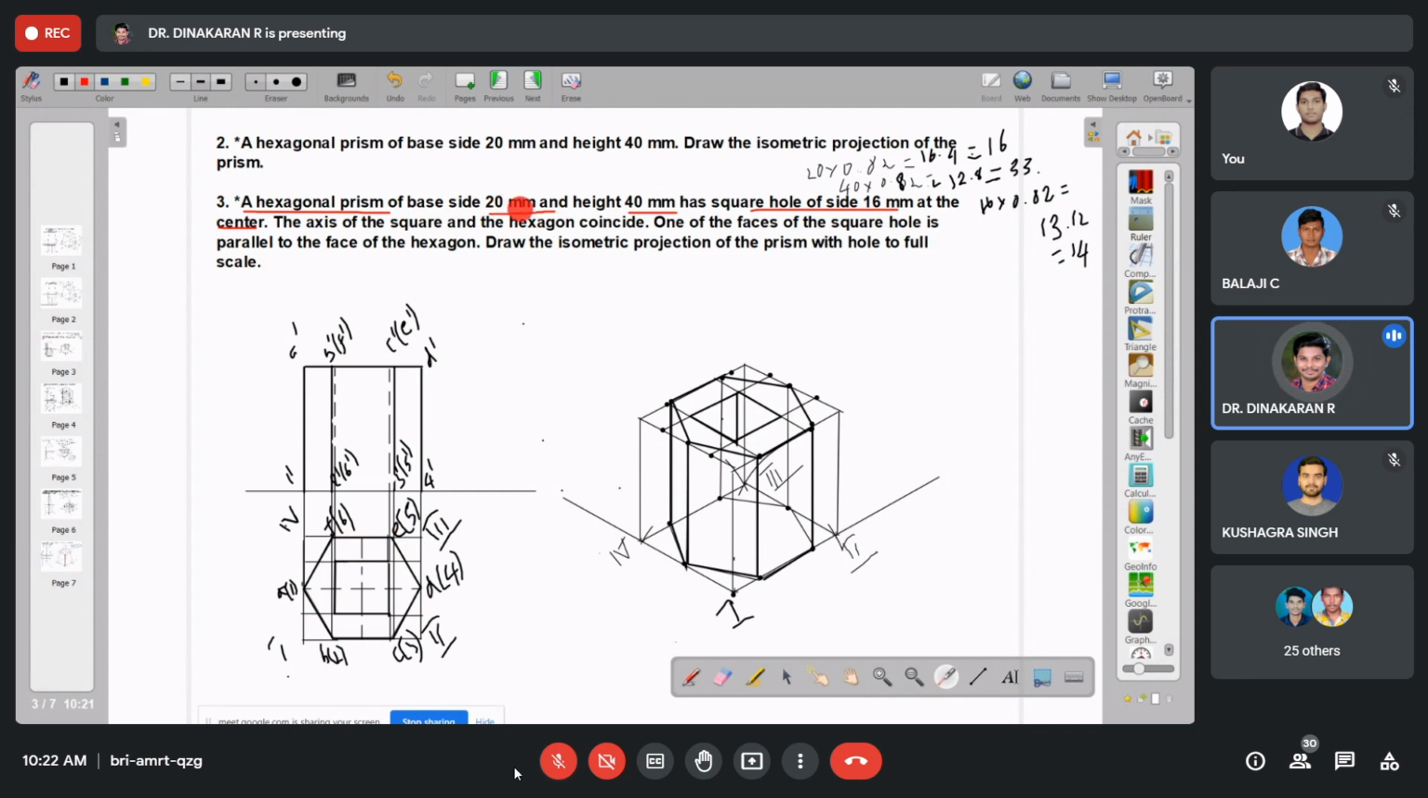So I converted 20 into 0.8, 16.4 is coming. I will take it as 16 mm. And 40 multiplied by 0.82 is 32.8, so I took it as 33. And 16 into 0.82 is 13.2. I took it as 14 mm. First we need to make a hexagon. You know how to make a hexagon with the side given. First draw a hexagon.